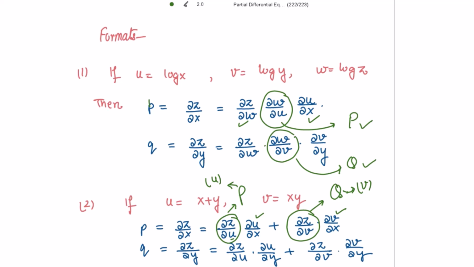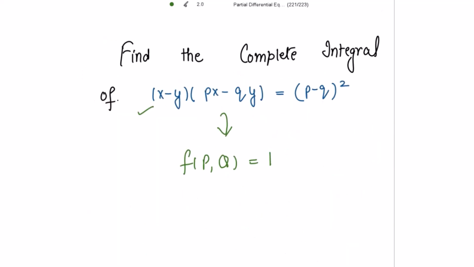Now coming back to the question, we are having this equation. What to do now? What do you consider to be your u and v? Please guess. I cannot take u, v, w to be log x, log y, log z. That is not needed because I am having only x and y over here.